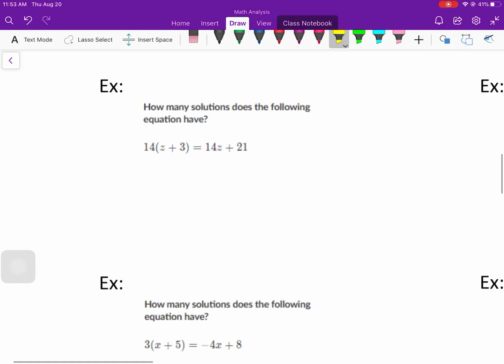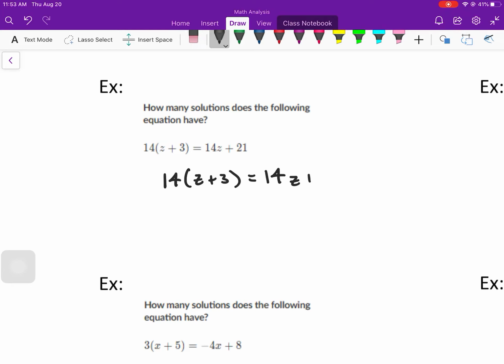So let's look at this. Distribute the 14z. Well, let me rewrite it first. So I'm going to distribute 14 first. So I'll get 14z plus 42 equals 14z plus 21. So what do we normally do? I normally like to move the variable over to the right side. So I'm going to subtract the 14z to the left side.